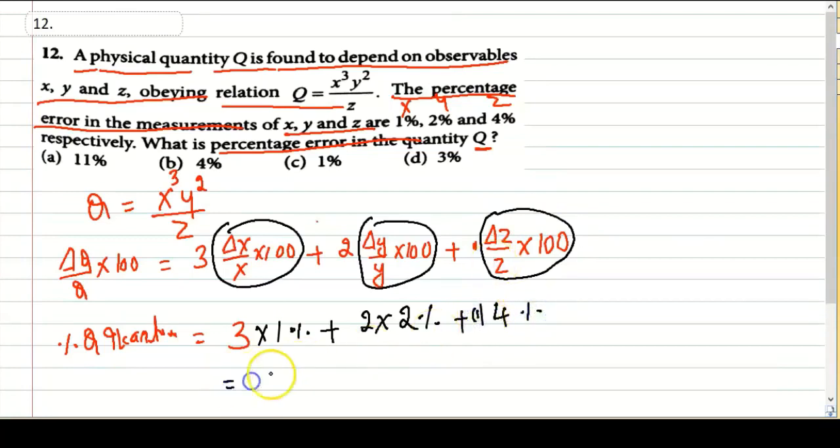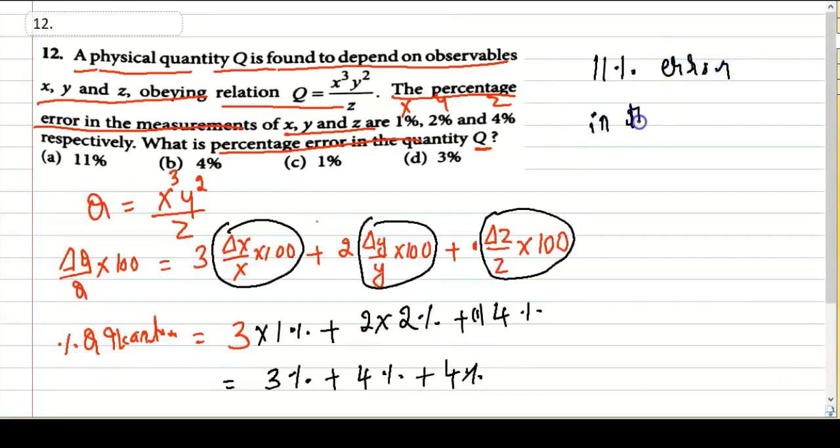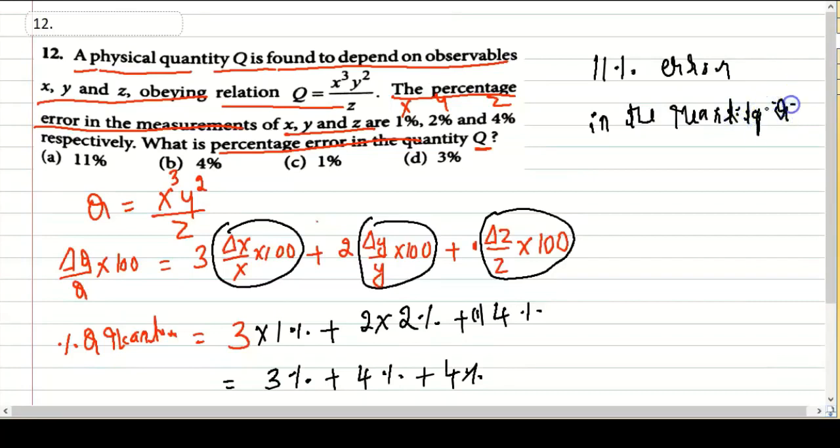So now after simplifying, 3% plus 4% plus 4%, the final answer is 11% of error in the quantity of Q. So option A is the correct answer for this question.